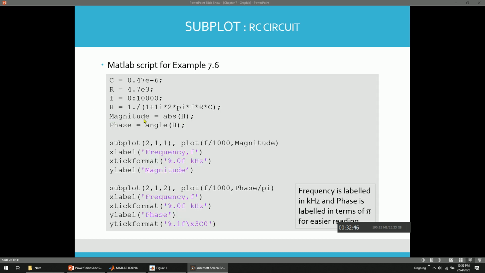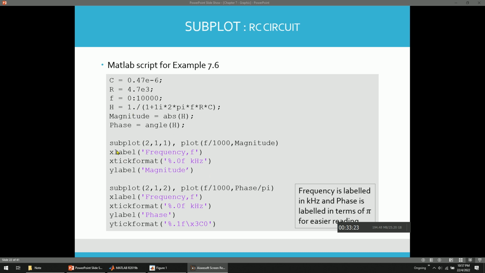Then for the magnitude you can just use abs, and for the phase you also use angle, in radian. One thing you should know: because F is a vector, you have to use array operations, which explains the dot here. So make sure you know how to write this equation into this one. Don't forget the array operation.